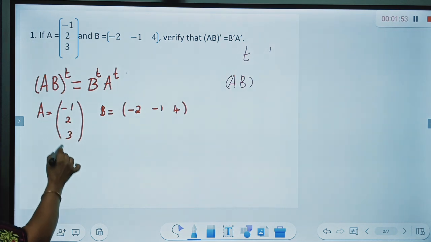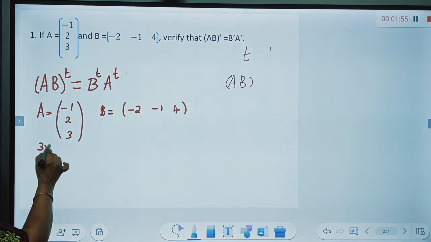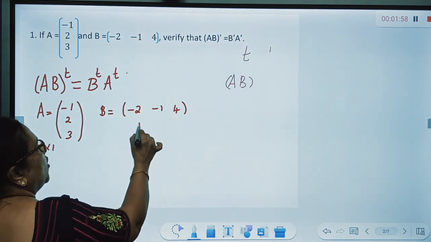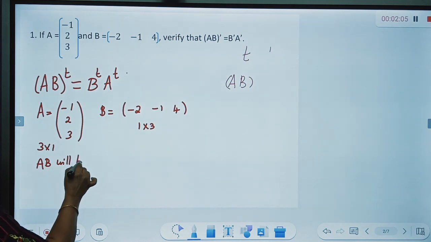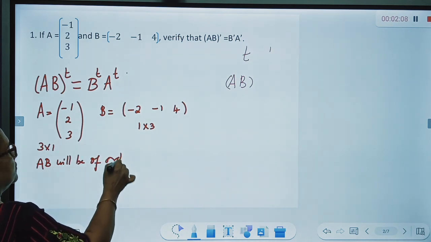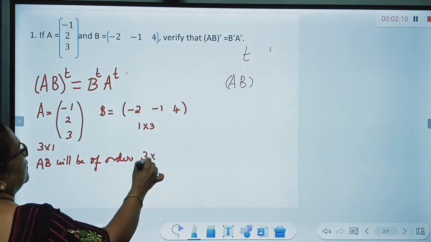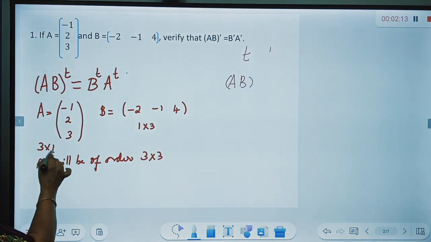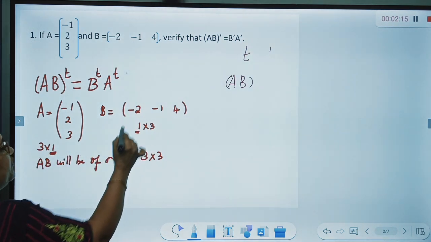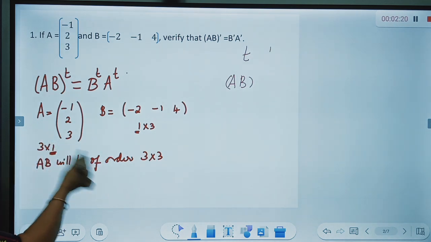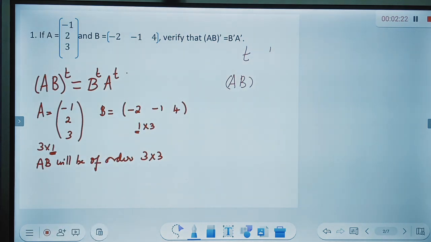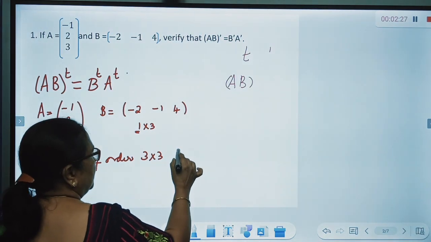So what is the order of this matrix? 3 rows and 1 column. What is the order of this matrix? 1 row and 3 columns. So AB will be of order 3 by 3. Multiplication is defined because the number of columns of the first one is equal to the number of rows of the second one, and the product will be of order 3 by 3. So AB will be of order 3 by 3.